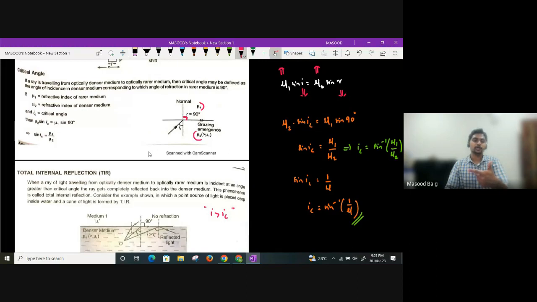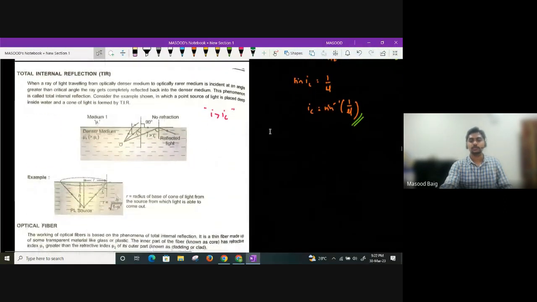They are only going to arise if the incident ray is traveling from denser medium to rarer medium. The angle of incidence where the angle of refraction in the rarer medium becomes 90 degrees is called the critical angle. If the angle of incidence is more than the critical angle, then a phenomenon called total internal reflection will take place. Clear all of you? Yes or no? Yes, sir. Both cases will arise if the incident ray is traveling from denser medium to rarer medium, guys.